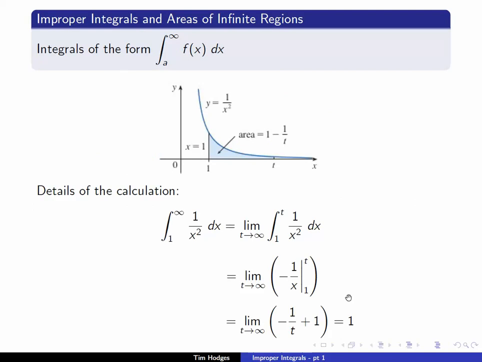Let's have a look at the calculation that yields this picture here. The antiderivative of 1 over x squared is minus 1 over x. So we're looking for the limit as t goes to infinity of minus 1 over x between 1 and t. We evaluate that, we get minus 1 over t minus minus 1, so plus 1. So the integral from 1 to t has value 1 minus 1 over t, that's the area we discussed. And if we take the limit as t goes to infinity of that, I think we can all see that that's going to be equal to 1.